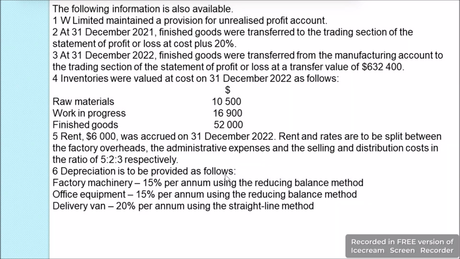Depreciation is to be provided as follows. Factory machinery 15% per annum using the reducing balance method. Office equipment 15% per annum using the reducing balance method. Delivery van 20% per annum using the straight line method.